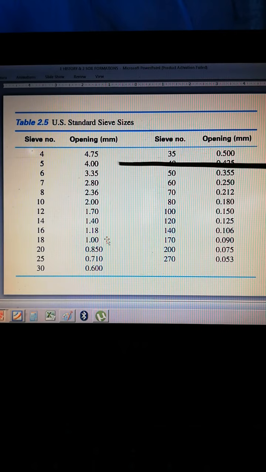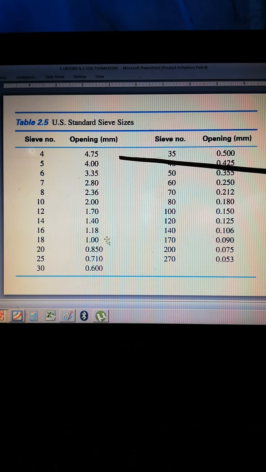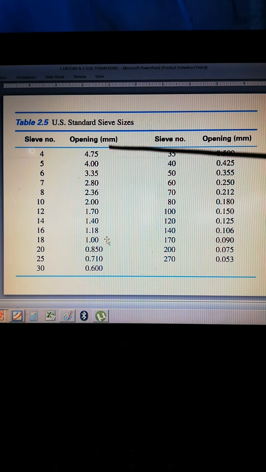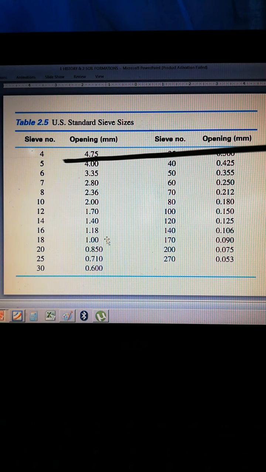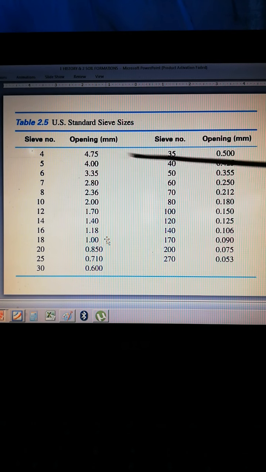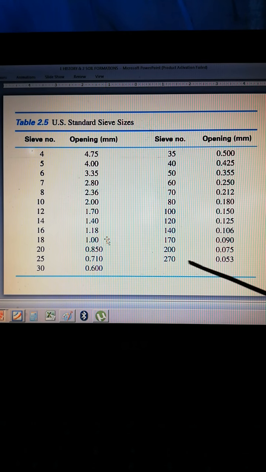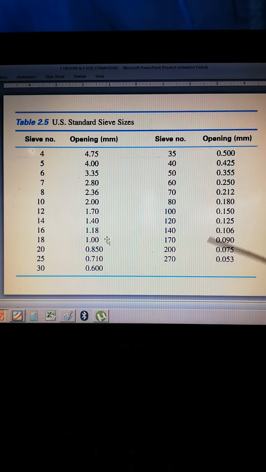Okay, number 4 is 4.75 mm. It seems big, no? So it's just 4 mm. Just imagine, 1 inch is 25.4 mm. So this number 4 is very small, but just imagine the 200 sieve or the 270 number sieve. But 0.053, you cannot measure this using your ruler with the mm. This is an mm, so this is just a portion of your 1 mm. Now this is very fine.